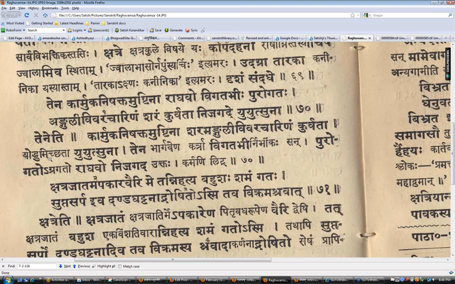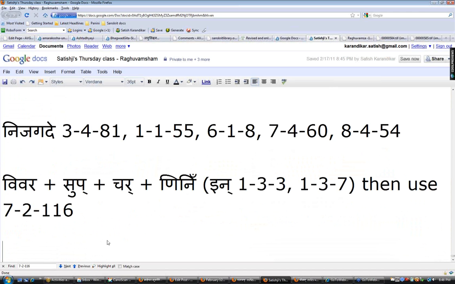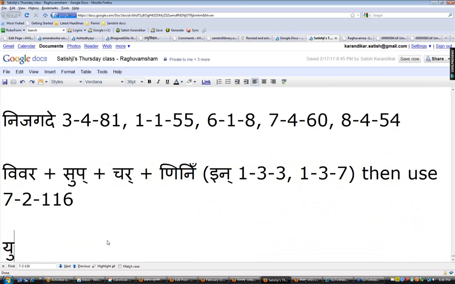Then yodhum ichhata, yudsu. Now comes in the Gita, of course, first dharmakshetre kurukshetre samaveta yuyutsavaha, yuyutsu. Okay, this quickly, yuyutsu. How about Hema? You want to try some steps for us? What pratyaya is being used here, Hema? Yuyutsu. The dhatu is yud, and the pratyaya is san.